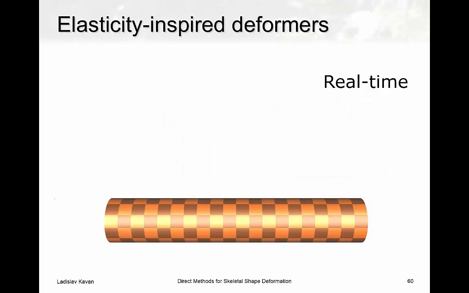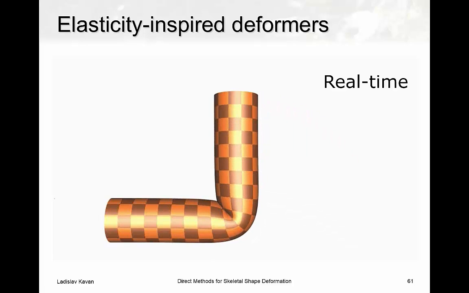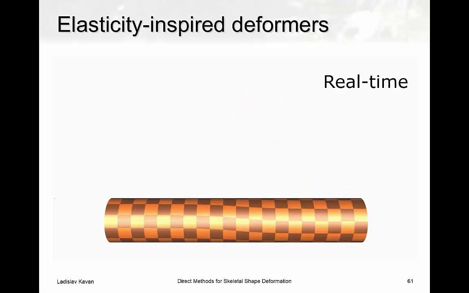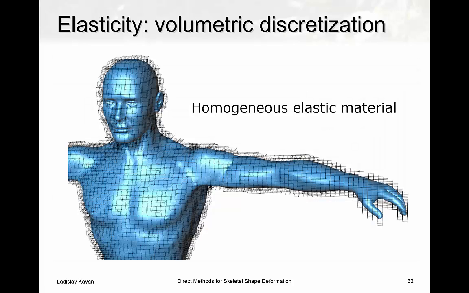So what I thought was, well, maybe we can somehow combine these two things. Do a little bit of geometric skinning or direct methods, and with a little bit of physics. And this led to these elasticity-inspired deformers. It was a SIGGRAPH Asia 2012 paper, and those are the results it produces on the bar. I will show you some better results later on some actual characters. So here is the idea.